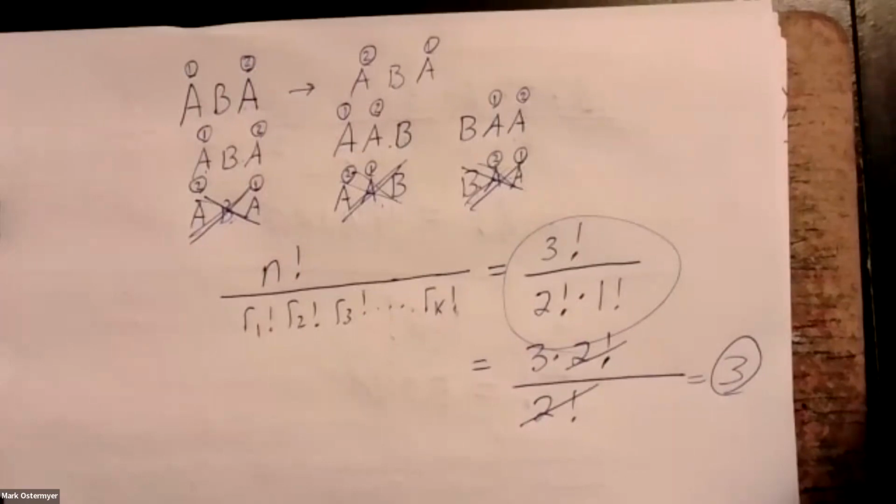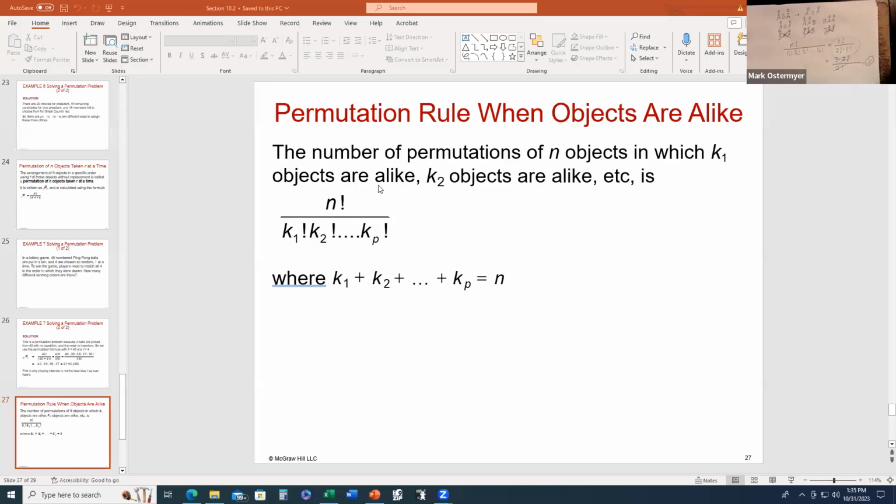And so on the PowerPoint presentation, we run into this rule in general here. They're using K sub 1, K sub 2. I used R sub 1, R sub 2. Same thing. The number of permutations of n objects in which K1 objects are alike, K2 objects are alike, etc., is found by using this rule here.